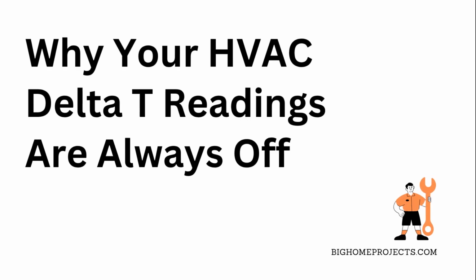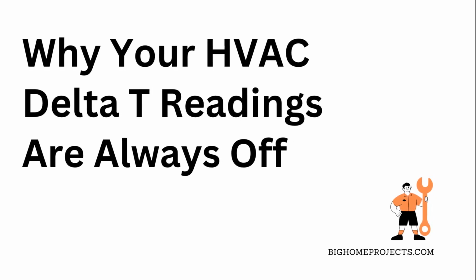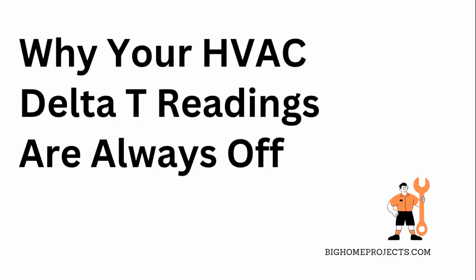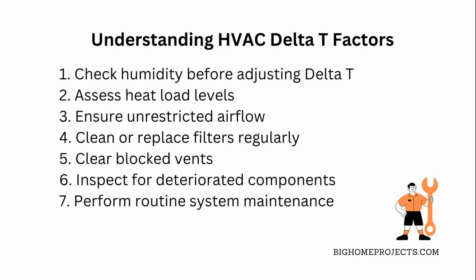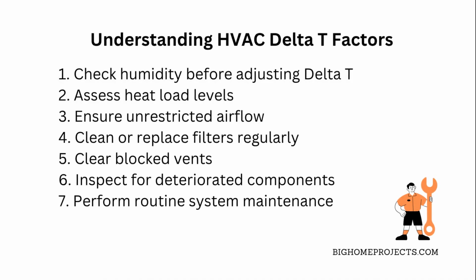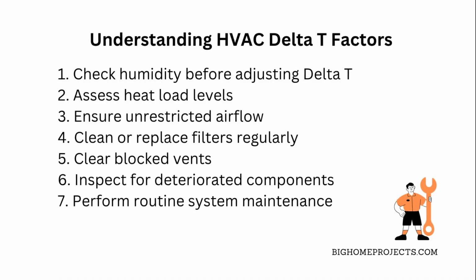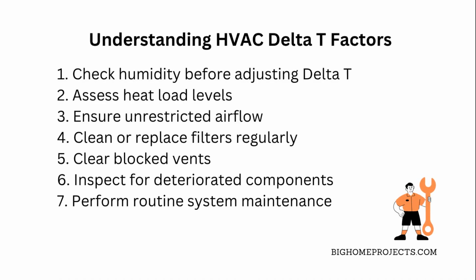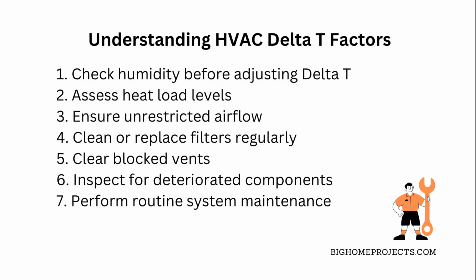Understanding HVAC Delta T is key to figuring out refrigeration problems, but using Delta T alone won't cut it, you know? Delta T is basically the temperature difference between the air entering and leaving your air conditioner's evaporator coil. It gives you a quick snapshot of how well your system is cooling. Typically, you want your Delta T to be between 12 and 20 degrees Fahrenheit for most systems.